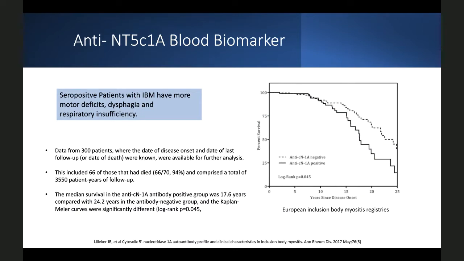had a more aggressive course of the disease and more motor involvement as compared to the patients who had a negative blood biomarker. So it's important for us to even test so that we can at least talk about this with the patients in terms of the prognosis down the lane.